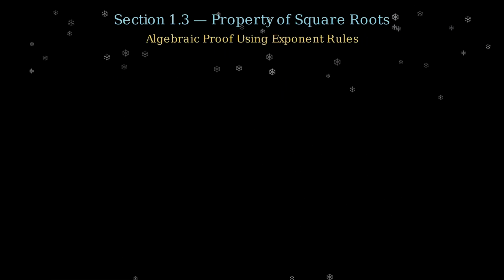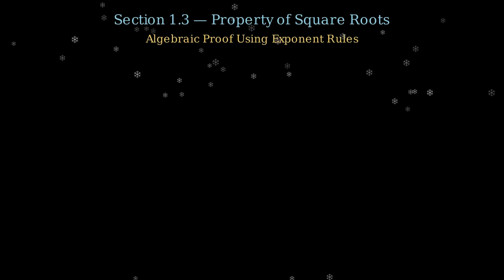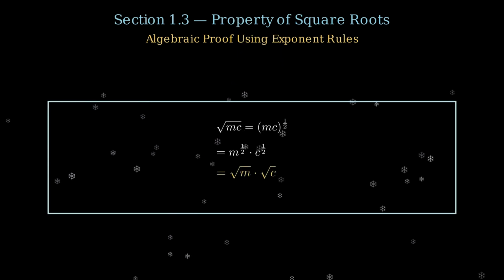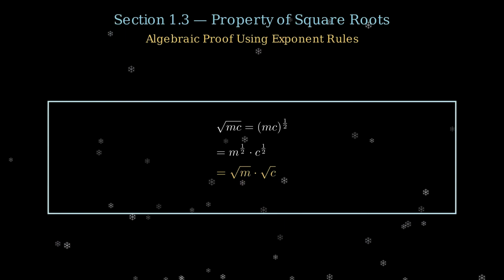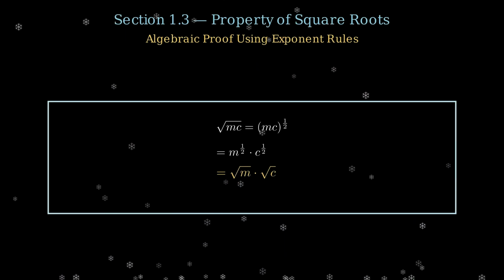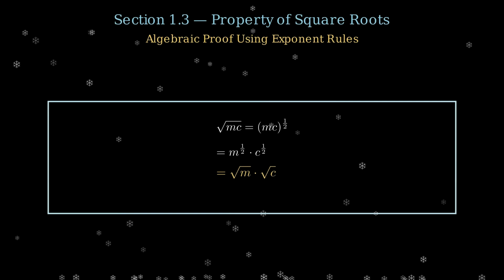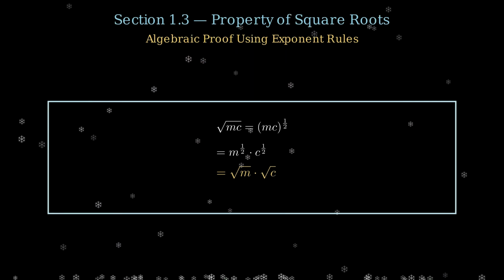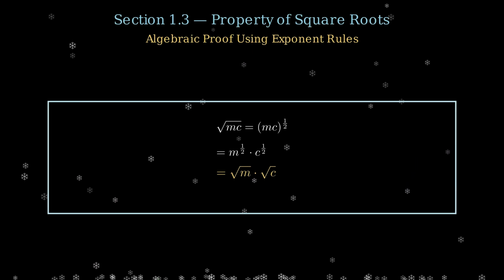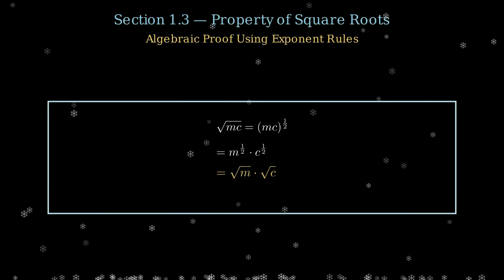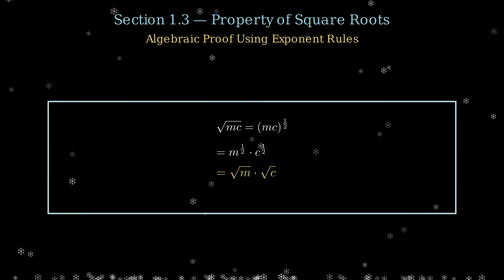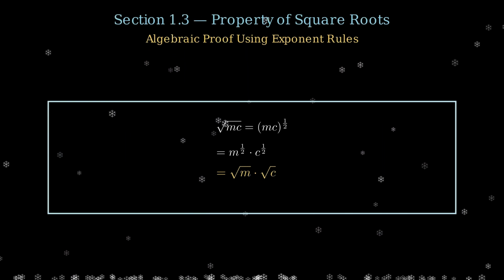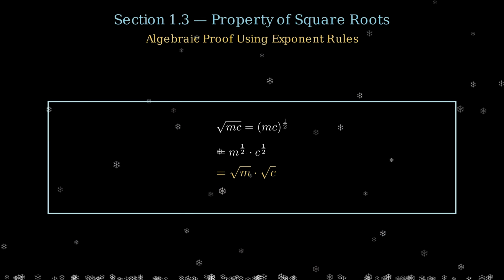Now, let's mathematically prove why this property holds true. First, remember that any square root can be rewritten as a fractional power of 1 over 2. Therefore, the square root of mc becomes the expression mc raised to the half power. According to the laws of exponents, we can distribute this power of 1 over 2 to each factor inside. This gives us m to the half power, multiplied by c to the half power. Finally, convert these fractional exponents back into radical signs. This beautifully results in the square root of m times the square root of c, completing our proof.